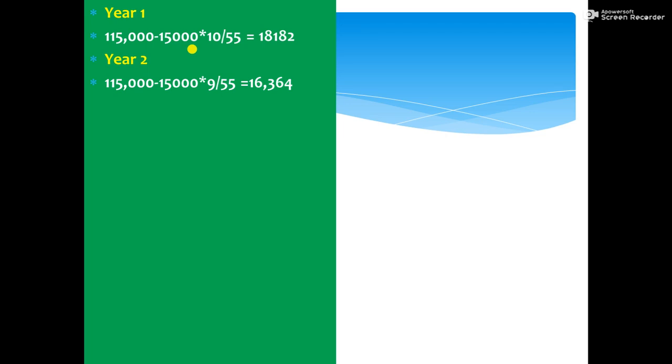You will get depreciation for the second year 16,364. And for the third year 8 by 55, that is 14,545. Like that we can calculate the depreciation for 10 years.